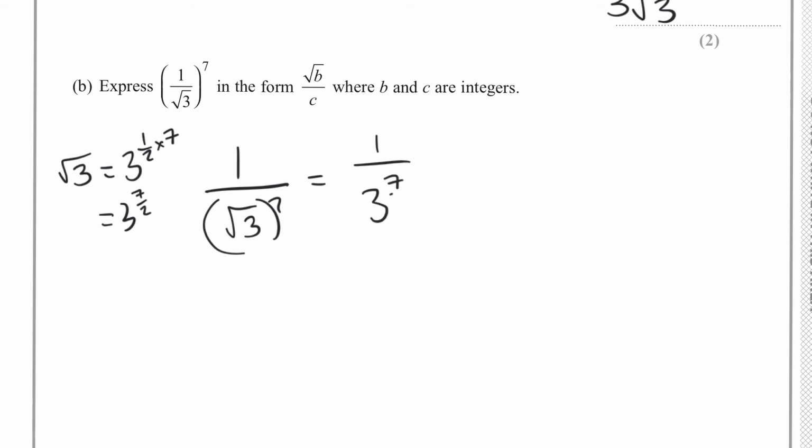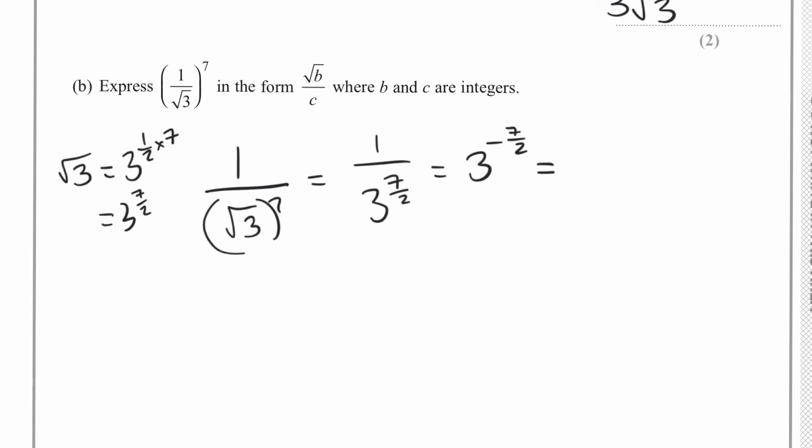So we can write it like that. Because you've got 1 over it, we could rearrange it as a negative index. So now we've got this. And then for the next step is we can think of different ways of rewriting this.